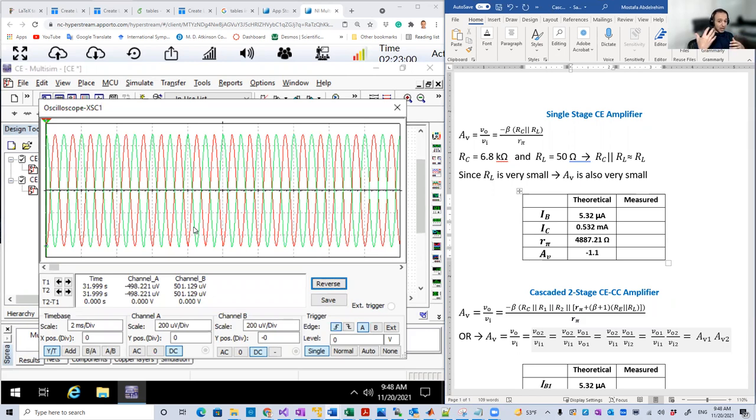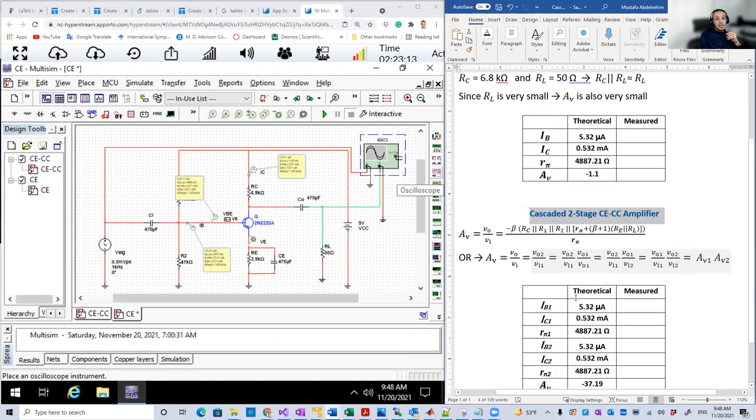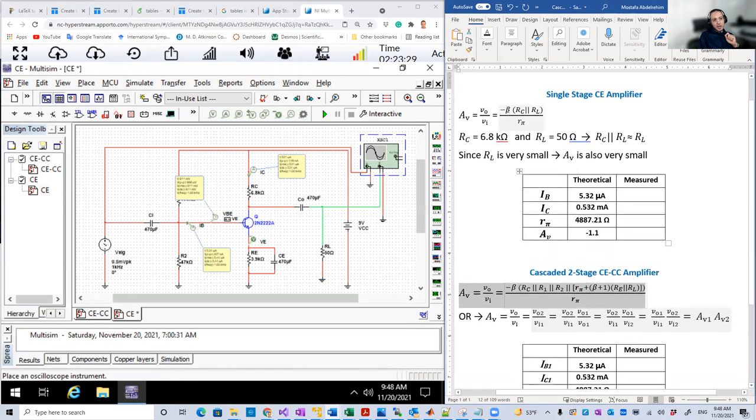So we need to solve this problem now. We need something that isolates the small load from the common emitter amplifier. And this is basically the common collector stage that we're going to add. So let's explore now what this added stage did to the amplification. It basically modifies the amplification. Let's compare the two formulas. The first formula is minus beta RC parallel RL. Here is minus beta RC, but parallel is all such stuff here. So everything is the same, except that we replace RL with all such resistance.